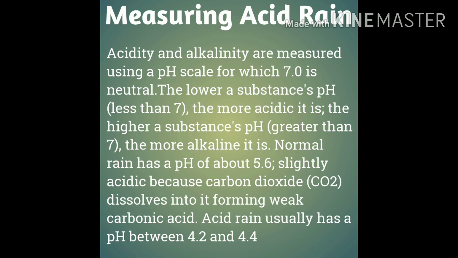Normal rain has a pH of about 5.6, slightly acidic because carbon dioxide (CO2) dissolves into it, forming weak carbonic acid. Acid rain usually has a pH between 4.2 and 4.4.